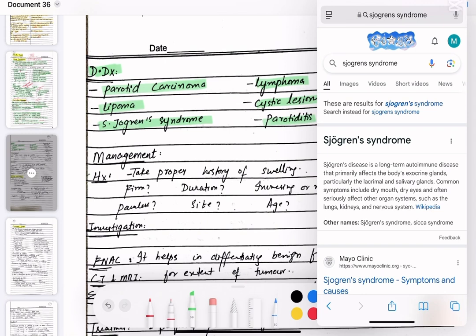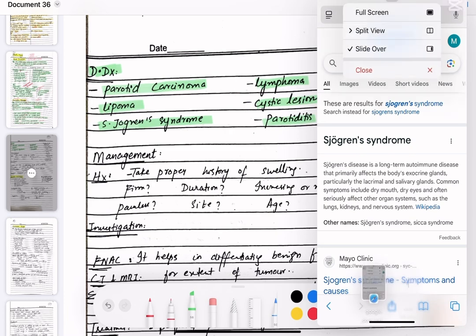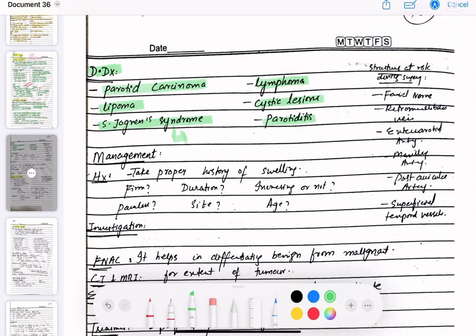Sjogren syndrome is a disease of exocrine glands. The parotid gland is an exocrine gland, so this may be Sjogren syndrome. Okay, so these differential diagnoses you should remember: it may be parotiditis, parotid carcinoma, lesions, Sjogren syndrome, cystic lesions, lymphoma, or lipoma.